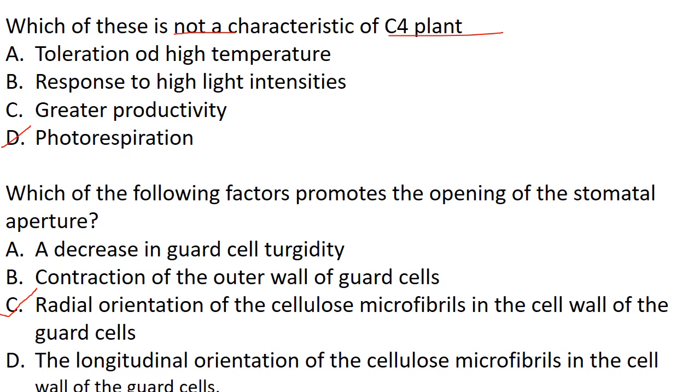A decrease in guard cell turgidity. If there is a decrease in guard cell turgidity, it will result in stomatal closure. Only an increase in turgidity within the guard cells will result in opening of the stomatal pore. So that is not correct. Contraction of the outer walls of guard cells. Due to contraction of the outer walls of the guard cells, closing of the stomata takes place.